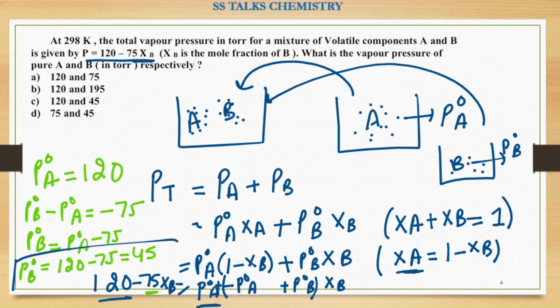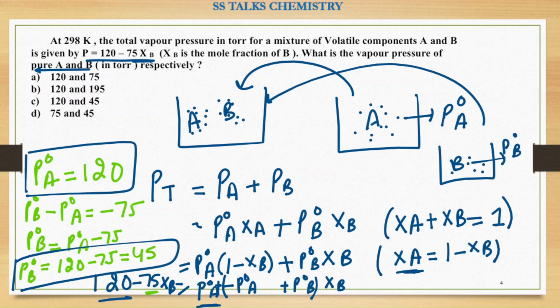Right? So the P naught of B value we have calculated, and P naught of A also. This is what we wanted to find out: the vapor pressure of the pure components A and B. Pure means P naught of A and P naught of B, that is, what pressure these individual components will exert when no other component is present. So 120 and 45 correctly matches option C.